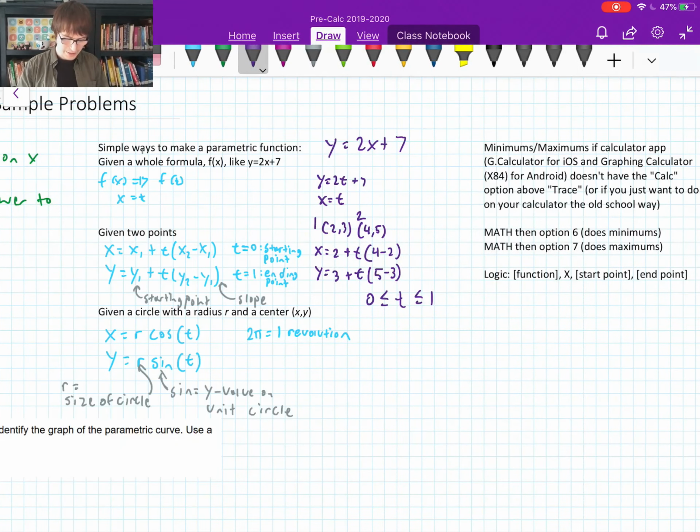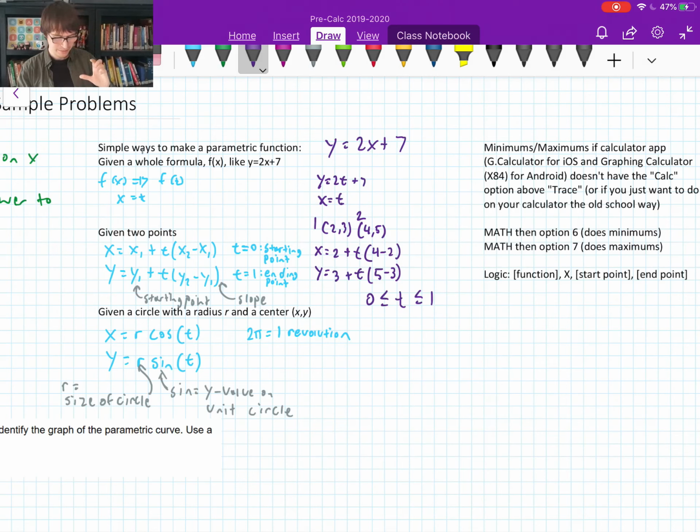The third one is a circle. I told you we can graph circles with this really well, and here's the formula for it. Let's say we want a radius of r, and we want to graph a certain number of radians, t. We would say x is r times the cosine of t, the number of radians we want to graph, and y is r times the sine of t. And here's what this is saying.